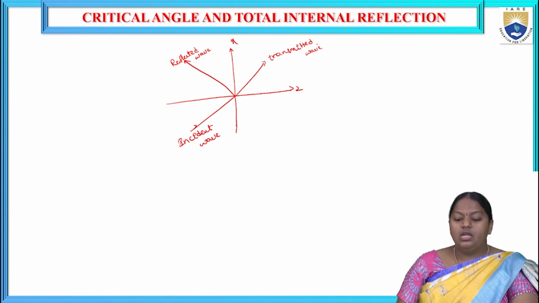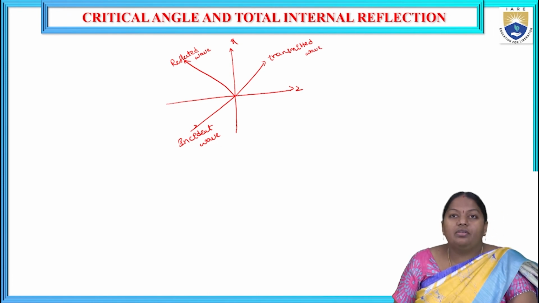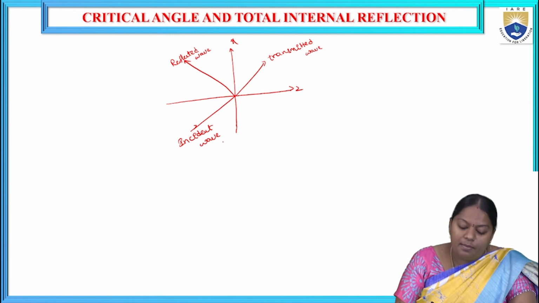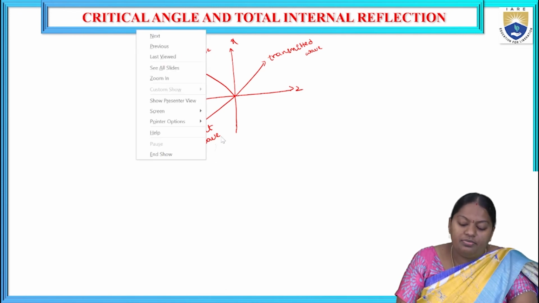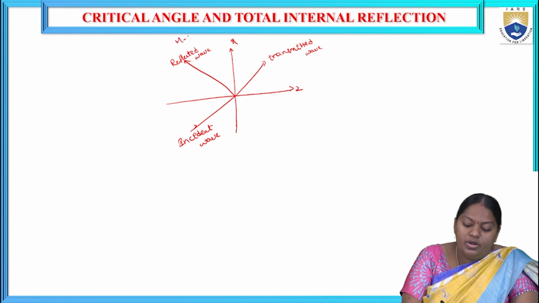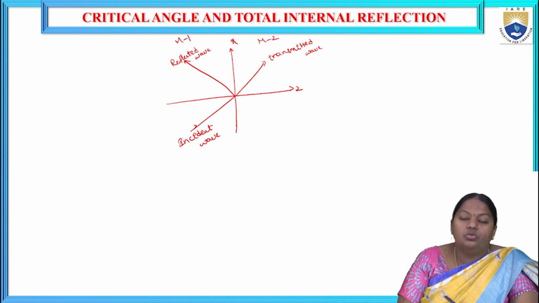Transmitted wave. To know this total internal reflection means the complete incident wave is reflected back to the same medium itself, is called total internal reflection. Means there is no transmitted wave which exists in the medium 2. So medium 1, this is medium 2, right?